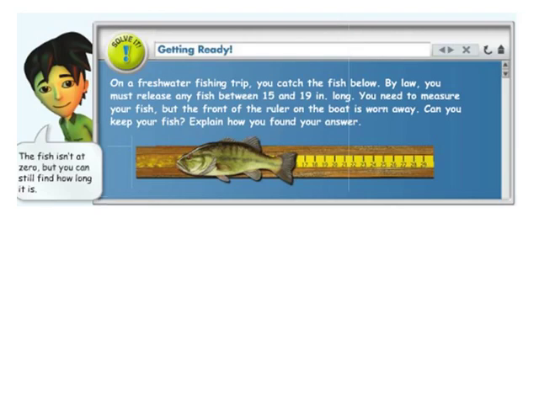By law, you must replace any fish between 15 and 19 inches long. You need to measure your fish, but the front of the ruler on the boat is worn away. Can you keep your fish? Explain how you found your answer. Well, let's think about this.